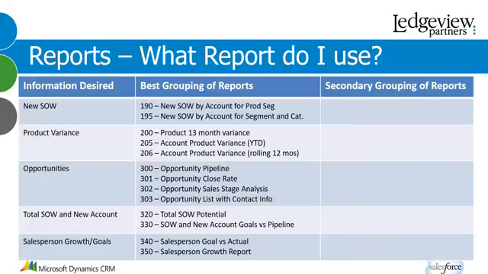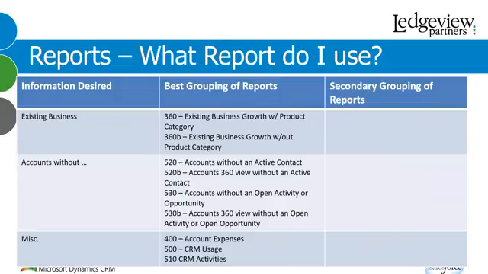Salesperson growth and goals is Report 340 and 350. We're going to touch on this a little bit later. We're actually going to go through them. Existing business, never want to forget about your current customers. Report 360 is going to show your existing business growth with product category, and 360B shows the same information but without the product category. Accounts without, that's the information we touched on earlier as a new report. Accounts without an active contact, and then a report with accounts without an open activity or opportunity.